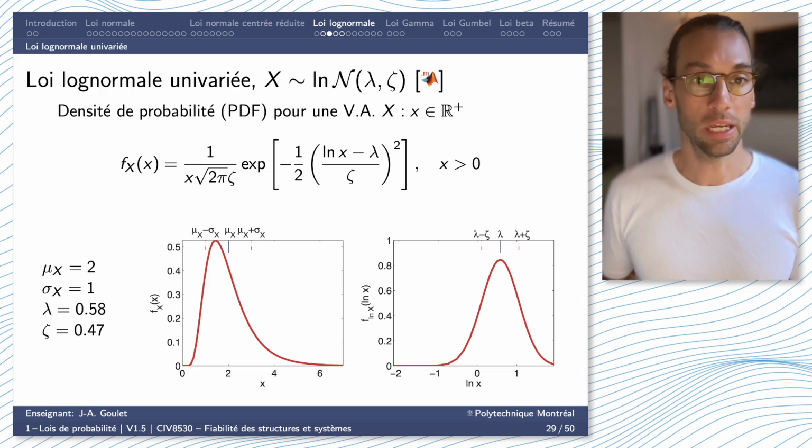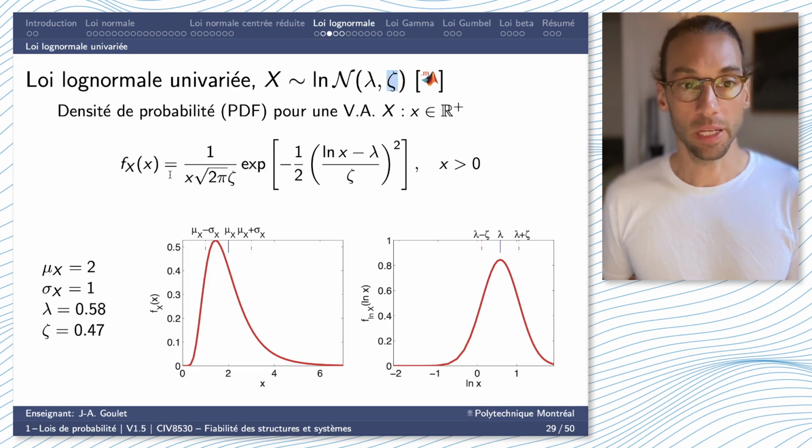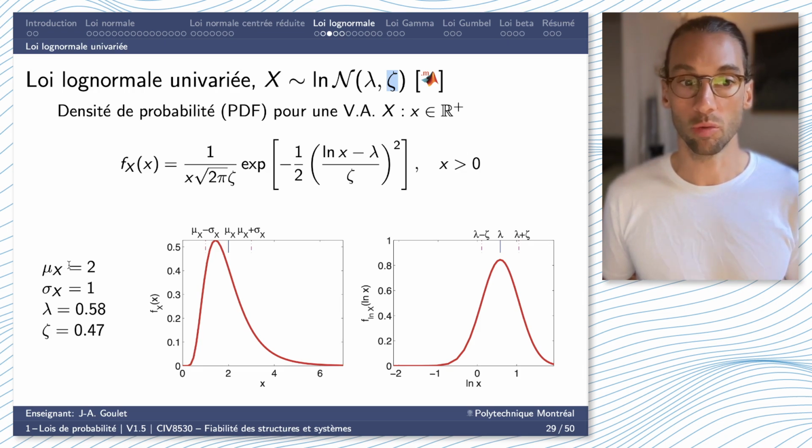If we look at the PDF, we're going to say that x, a log normal random variable, is distributed like a log normal PDF parameterized by lambda and zeta. Keep in mind, it's not zeta squared, it's really zeta. The PDF looks like this. We're going to come back to this in a moment, and this is defined only for the positive space. We can see that if the mean of my log normal random variable is 2 and the standard deviation is 1, the PDF looks like this.